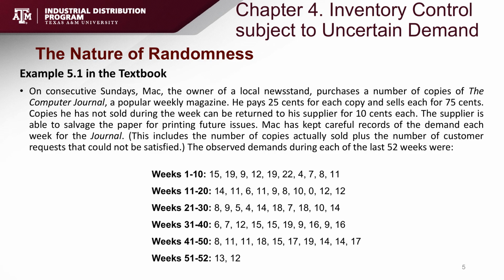All right, let's ground this in the book's example 5.1. Every Sunday, Mac runs a little newsstand and buys copies of a weekly called The Computer Journal. He pays 25 cents a copy, sells each for 75, and leftovers go back to the supplier for 10 cents. Now Mac's careful, he's logged demand every week for 52 weeks, and that count includes customers he couldn't satisfy, not just copies sold. And honestly, when you stare at those numbers, there's just no pattern, it's noise. Exactly the kind of demand that needs a probability model.